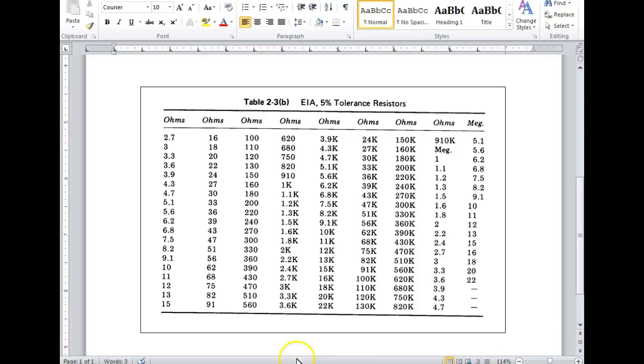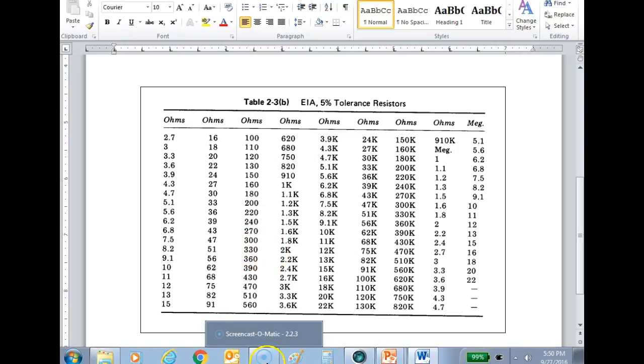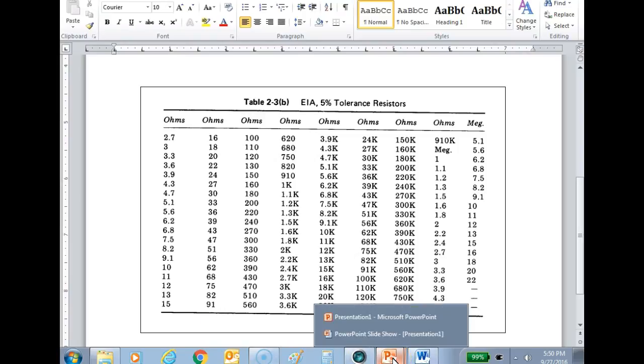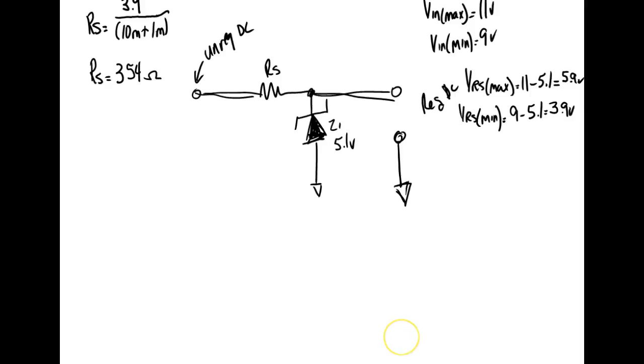So I'm going to come up here and look and see 354. We're not going to use 360. The first one we're going to look at is what? Yeah, 330. Are we okay? So RS, this is going to be the maximum. I'm going to use 330. I'm going to multiply that by 1.05.